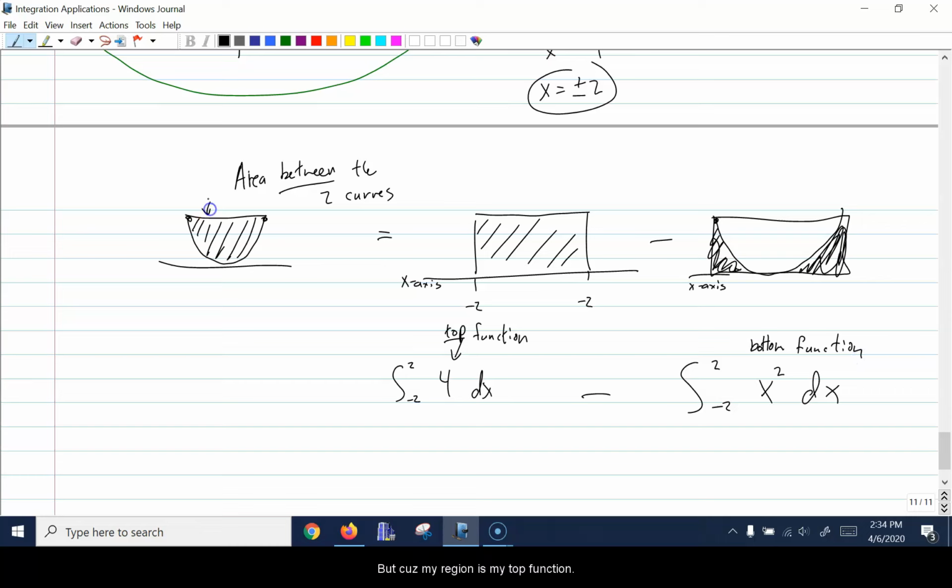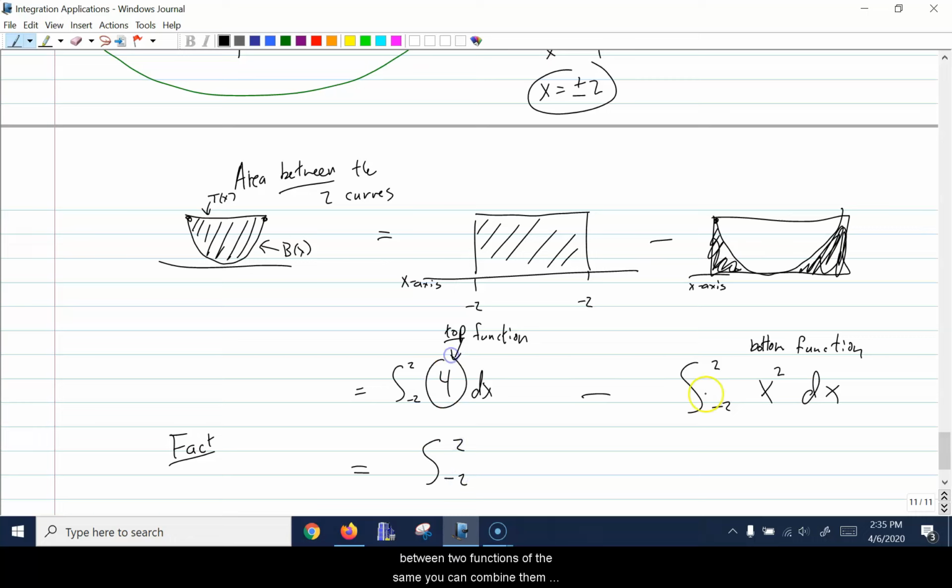Look, this is my region, this is my top function, this is my bottom function. And yeah, the area we want is the integral from -2 to 2 of the top function minus the integral from -2 to 2 of the bottom function. And it is a fact, we haven't justified this at all, but it turns out to be true, that you can combine these into one integral. If the bounds of integration for the two functions are the same, you can combine them into one integral of top minus bottom. You might not want to compute the integral that way because the picture your calculator will draw when you compute it is wacky.